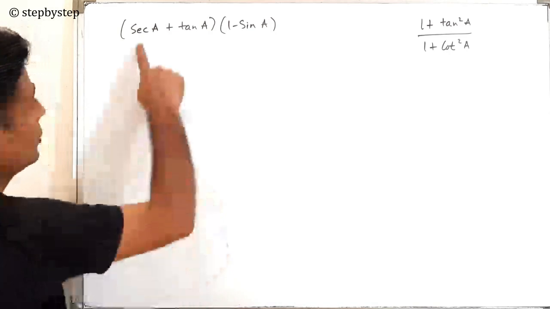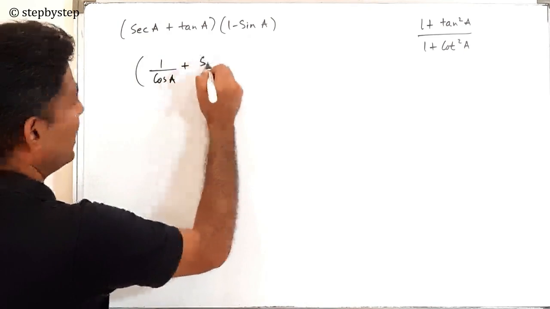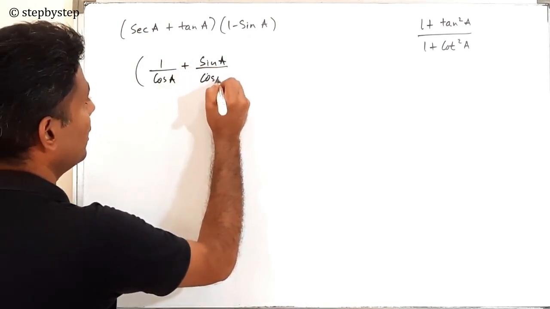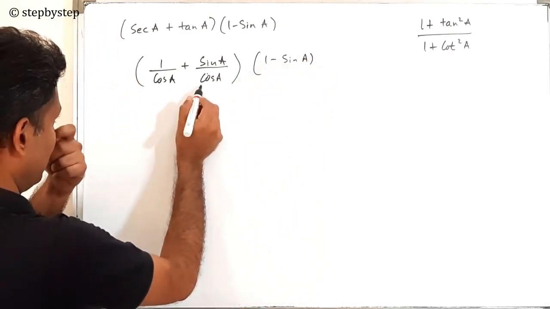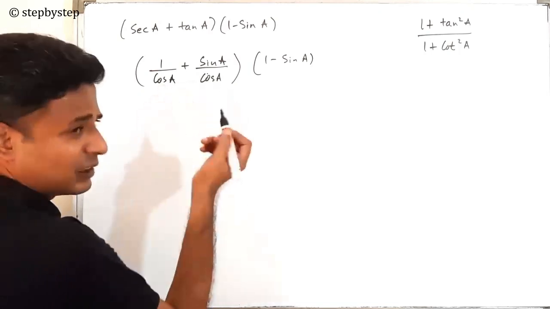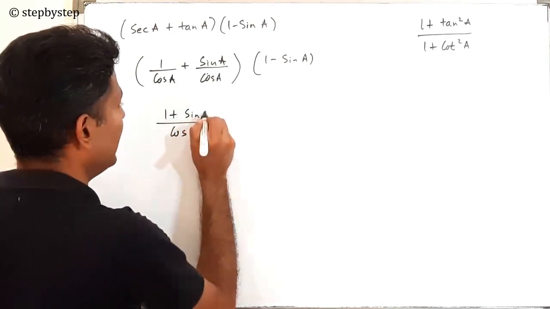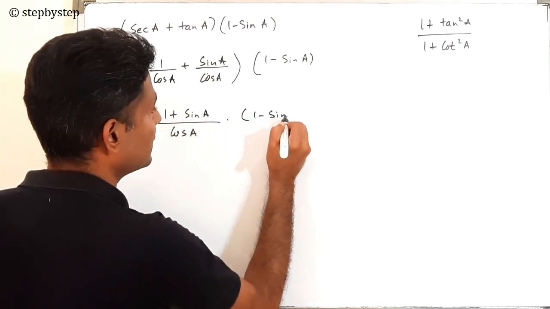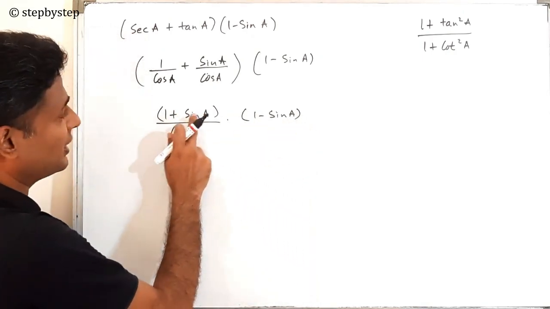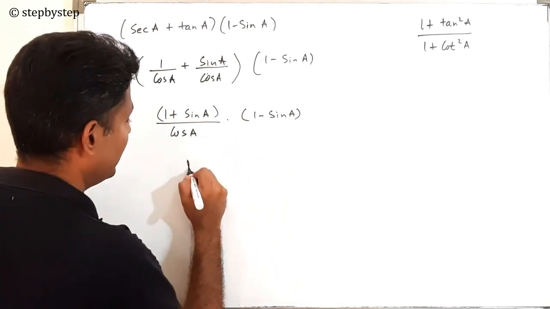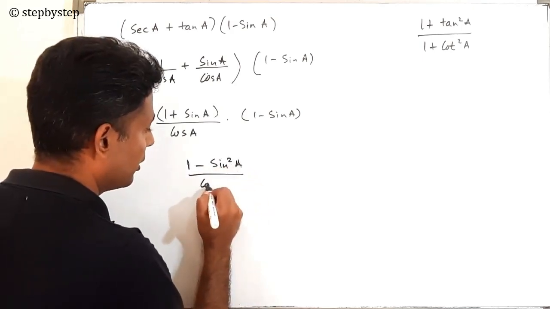So now sec can be written as 1 by cos a, plus tan a can be written as sin a by cos a, into 1 minus sin a, right? Now I'll take the LCM. LCM is cos a itself. So it becomes cos a, and here it becomes 1 plus sin a into 1 minus sin a. Now if you observe here it is 1 plus sin a, 1 minus sin a. So a plus b into a minus b gives you a square, that is 1 square is 1, minus b square, that is sin square a, by cos a.